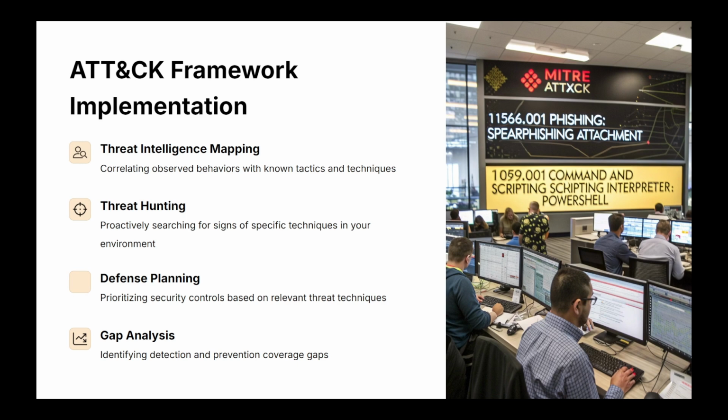Then there is defense planning. By mapping which techniques are most relevant to your industry or environment, you can prioritize which security controls to implement or improve. This ensures your resources are focused on the most likely threats. And finally, we have gap analysis, which helps identify where your current defenses fall short. By reviewing which ATT&CK techniques you can detect, block, or respond to, you get a clear picture of where to invest in new tools, training, and processes.